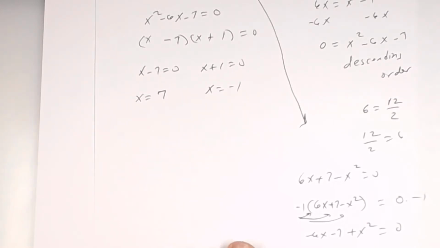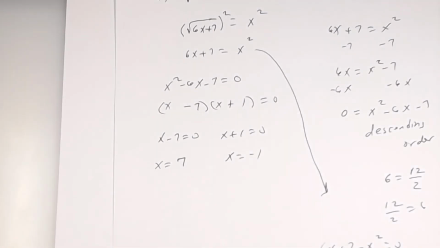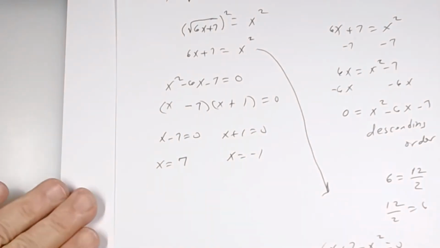Okay, so let's talk about this now. Remember, I started out with what kind of equation? A radical equation. I didn't start with a quadratic. I started out with a radical equation, and I raised both sides to an even power. So you must check the original. You must check. So let's check the 7 first.